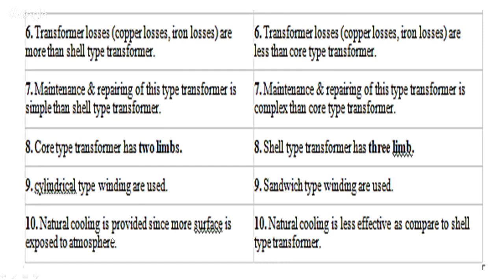Natural cooling is provided in core type since more surface is exposed to the atmosphere, whereas natural cooling is less effective in case of shell type because the winding is surrounded by the core. So natural cooling is less effective in a shell type of transformer compared to core type.